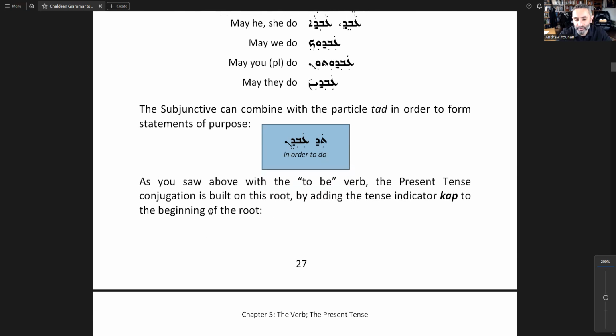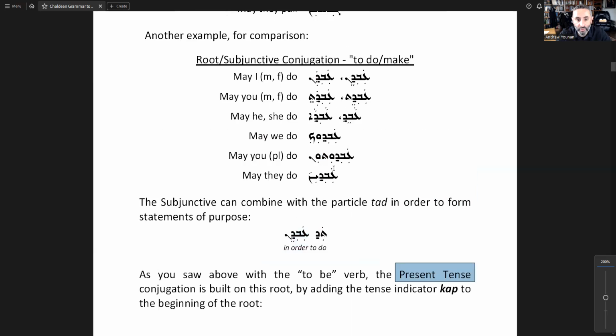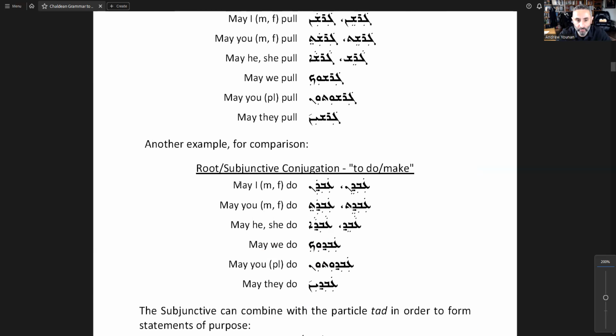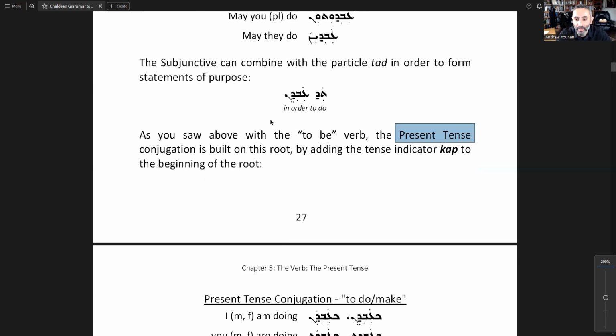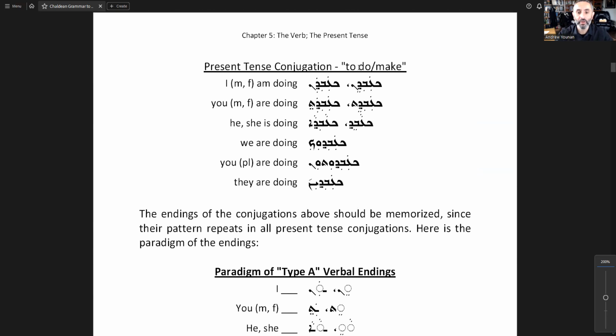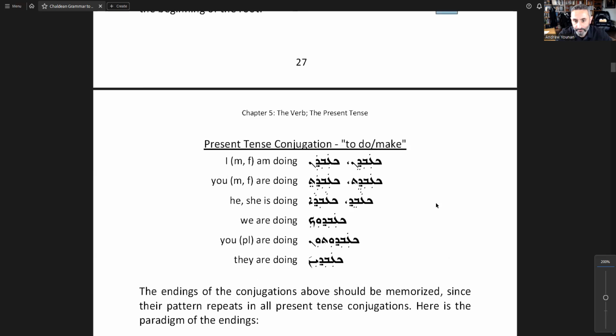Now, another piece of good news, as you saw above with the to be verb, the present tense. So what we just learned is the subjunctive, may I do, may I pull. Well, guess how you make a present tense? It's the same thing. You add kap to the beginning of the root, and you have the present tense. Here's the present tense. Kodin, or kodin. You can move the vowel back to the kap. Kodin, kodan, kodit, kodat, kawid, koda, koduch, kodutun, kodi.